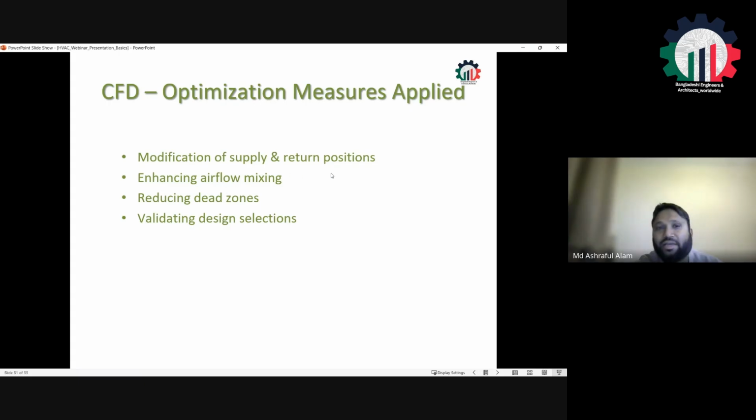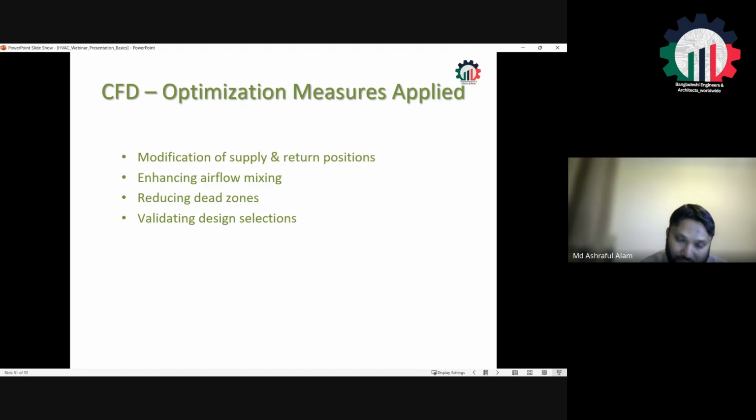Modification of supply and return position, enhancing airflow mixing, reducing dead zones, validating design selections. So if I say in a nutshell, what is this CFD analysis? I think this is very important for all the engineers working in the building sector. Let's say for any room, a big auditorium or something like this, which has a floor area of, let's say, 100 square meter. So in that 100 square meter, we design the HVAC system.